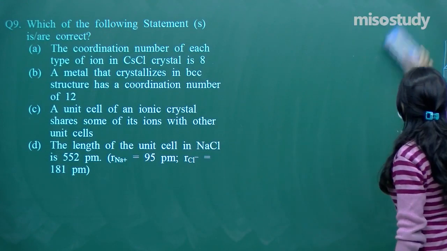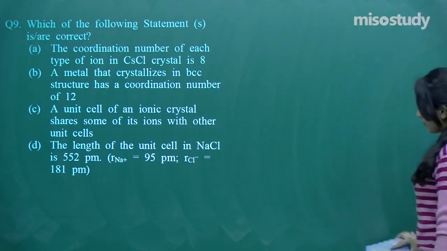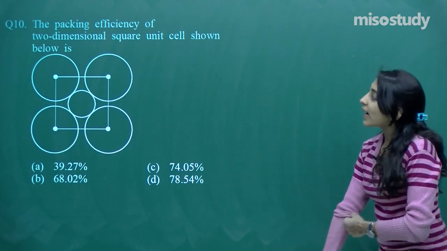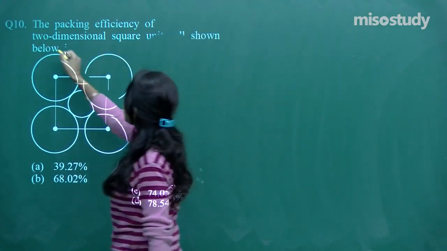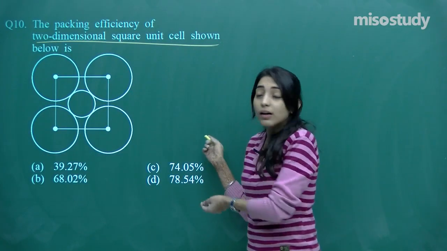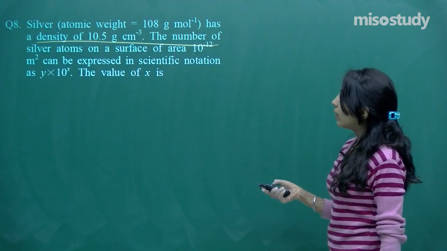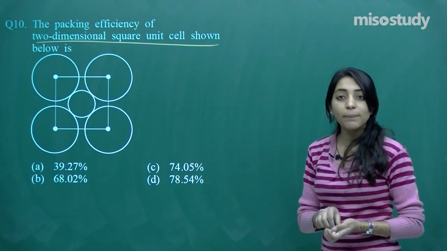So let us see what this last question is asking you to do. May it be an easy question or a difficult question, let us try to figure out the answer. The question says: the packing efficiency of a 2-dimensional square unit cell, which is shown below. This question we have exactly done in question number 8, the silver atom question. The same concept we'll be using once again. You need to calculate the packing efficiency.